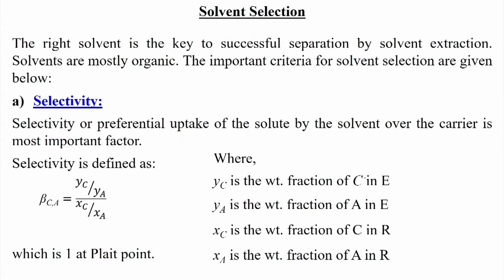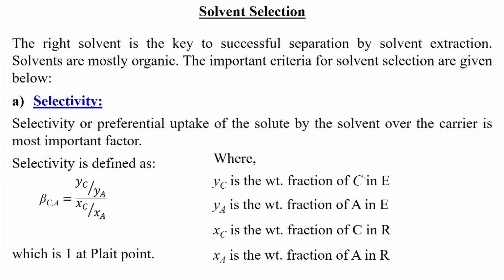Now, another important topic in liquid extraction is solvent selection, because the selection of the solvent is most crucial. Once the extraction process is over, the exhausted solvent can be used for another process, and from the extract phase, after separating the target component, we need to purify the extracting solvent, and that will be used for the next cycle. So, the right solvent is the key for successful separation in the solvent extraction process.